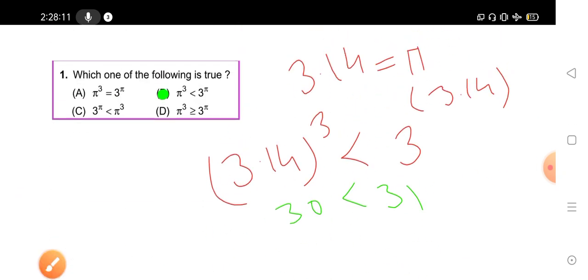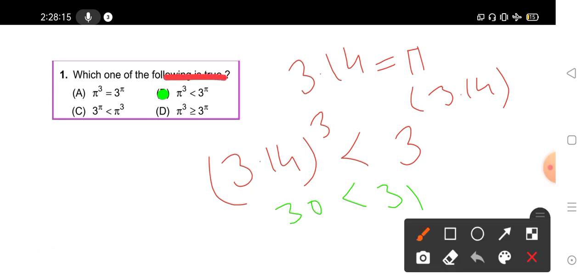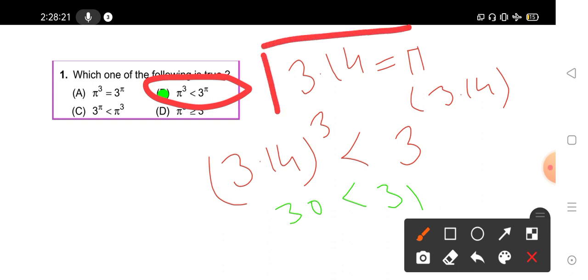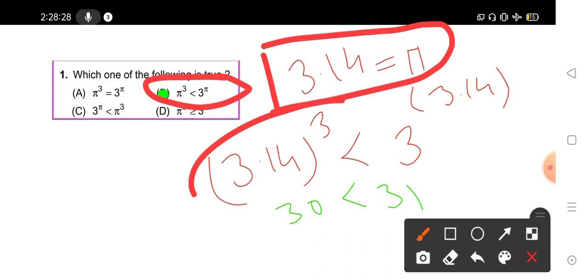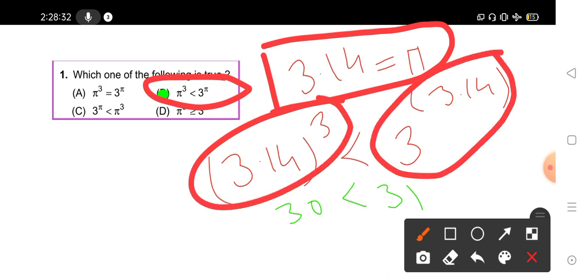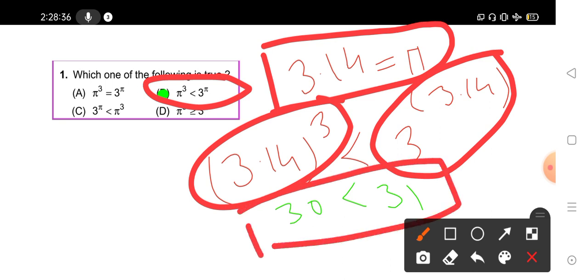Next question: which one of the following is true? Now check for option B. Pi raised to 3 is less than 3 raised to pi. Here the value of pi is 3.14, and putting that in, 3.14 cubed is less than 3 raised to 3.14, that is 30 is less than 31. So option B is correct.